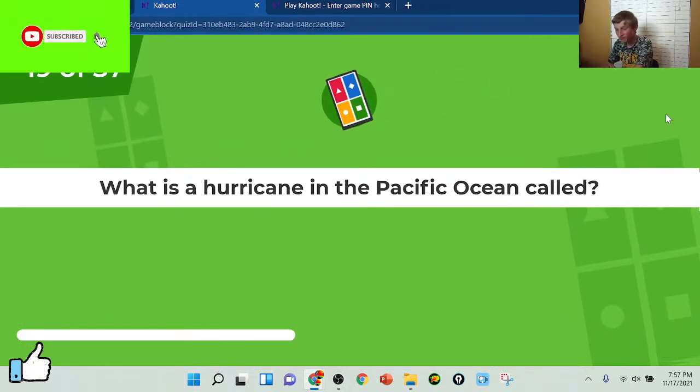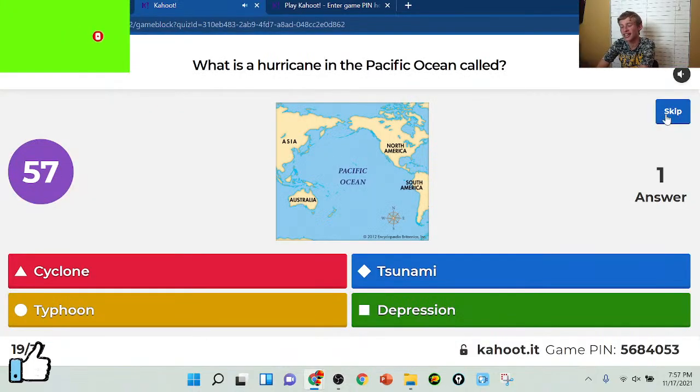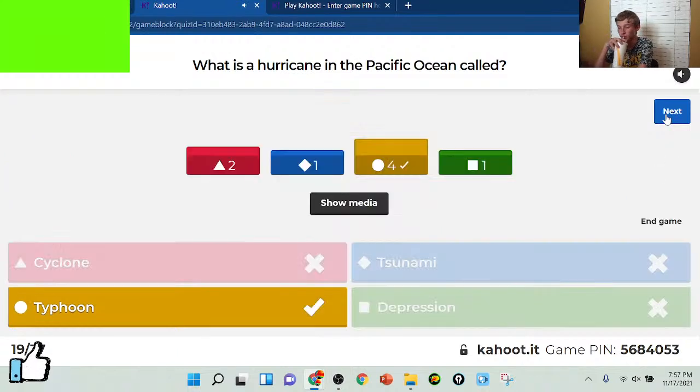What is the name of a hurricane in the Pacific Ocean? A cyclone, a tsunami, a typhoon, or a depression? Excuse me. I'm still dealing with a cold a little bit. Good. It is a typhoon. A tsunami is a huge, huge wave. A depression is a type of tropical system, and also a cyclone is a type of tropical system, but I'm not going to say anything.